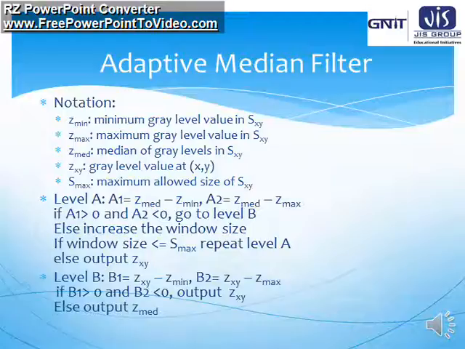Now for level B, B1 equals ZXY minus Z min and B2 equals ZXY minus Z max. If B1 is greater than 0 and B2 is less than 0, output is ZXY, else the output is Z med. So these are the different steps to design the adaptive median filtering. We have to remember them very carefully. Please have a look at this.